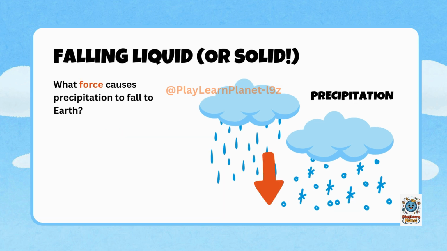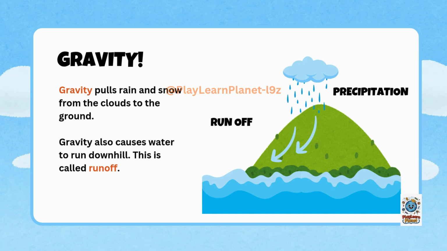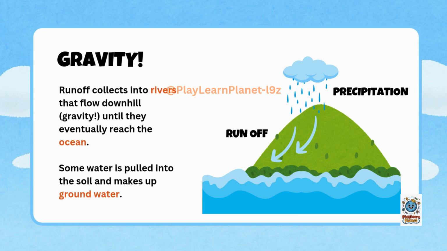Falling liquid or solid. What force causes precipitation to fall to Earth? Gravity. Gravity pulls rain and snow from the clouds to the ground. Gravity also causes water to run downhill. This is called runoff. Runoff collects into rivers that flow downhill, gravity, until they eventually reach the ocean. Some water is pulled into the soil and makes up groundwater.